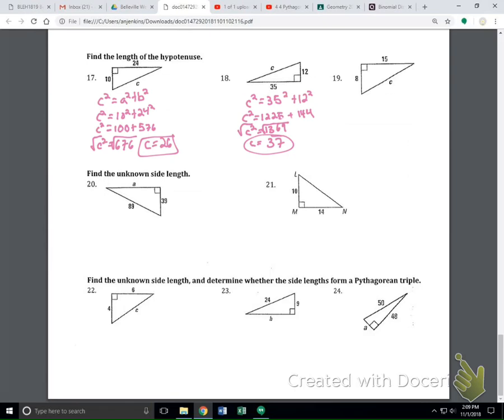And then number 19. Number 19 is going to be C squared equals 8 squared plus 15 squared. C squared equals 8 squared is 64, 15 squared is 225. We add those together. We get C squared equals 289. Square root of 289 is?